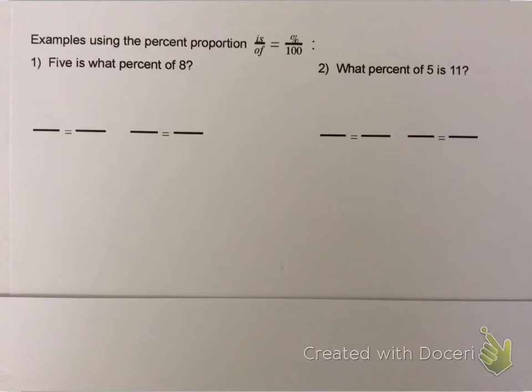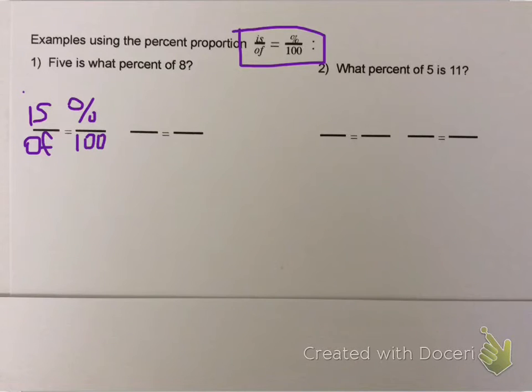So let's take a look at some of our problems here. For number one, we're going to use this proportion, is over of equals percent over 100. The first one says 5 is what percent of 8? So we're going to use that proportion, is over of equals percent over 100, and that's where everything always goes. The 100 is always here. The first thing that I always like to look at in the problem is the percent, because the percent is pretty easy to find.